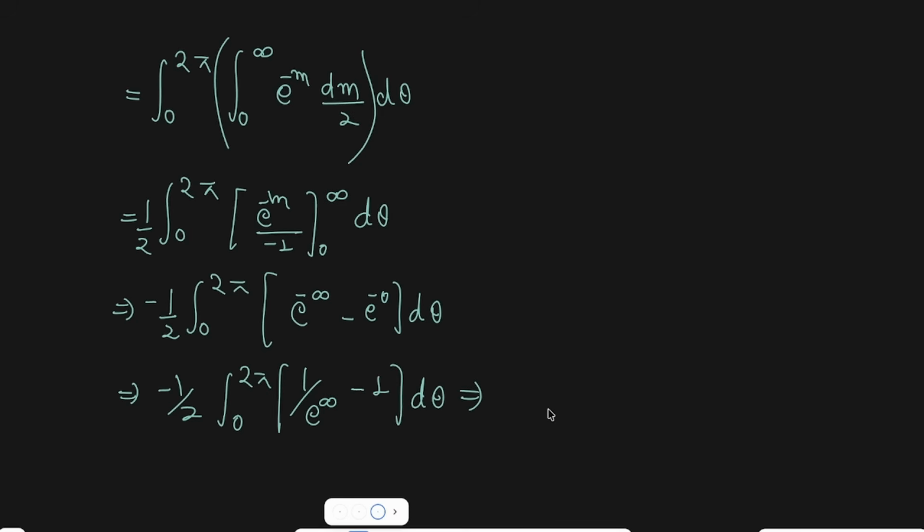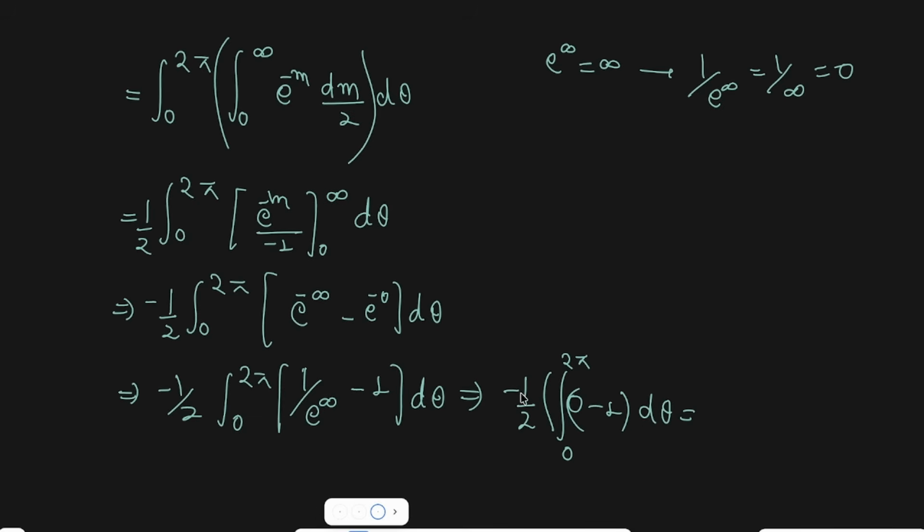This is a constant, I can take it outside, minus 1 by 2. Now you see, e to the power infinity is equal to infinity, and 1 upon e to the power infinity will be 1 upon infinity, and that will be 0. So it will be 0 minus 1, integrated from 0 to 2 pi, d theta. The minus and minus will get cancelled, so this will be 1 by 2 into 2 pi. So your final answer will be pi for this question.